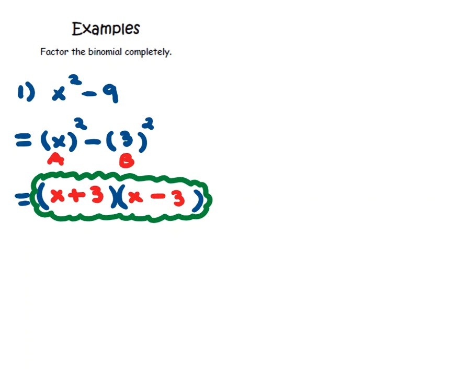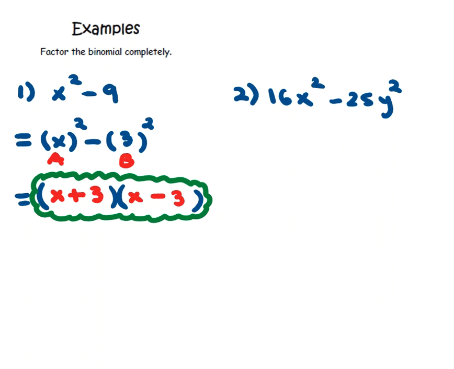Let me give you another example just for good measure. Example 2. Let's do 16x squared minus 25y squared. All right, again, it's a binomial. This polynomial has two terms that are being subtracted. There's no GCF that we have to pull out from this one.